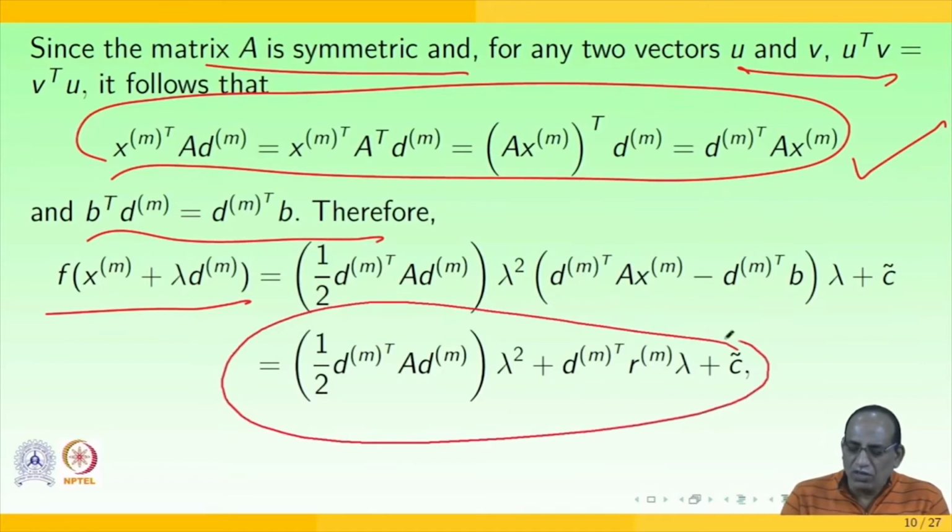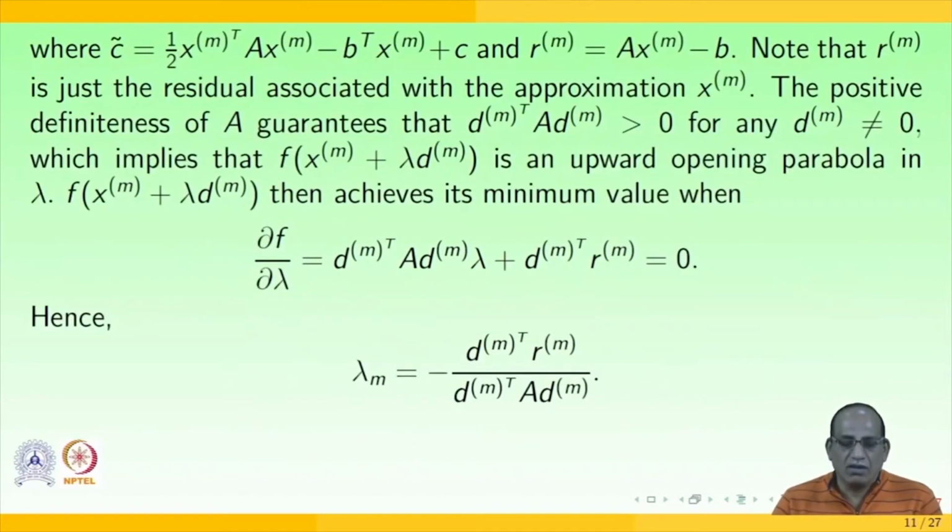So finally, you arrive at this equation, where c is equal to 1 by 2 times x of m transpose A x of m minus b transpose x of m plus c, and r of m is equal to A x of m minus b. Note that r of m is just the residual associated with the approximation x of m.